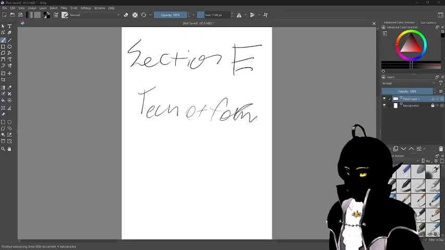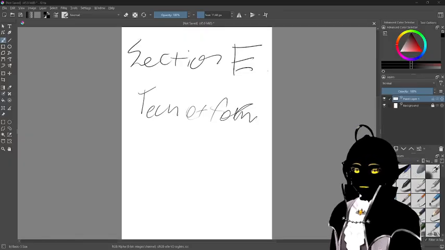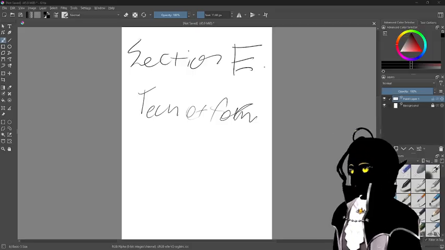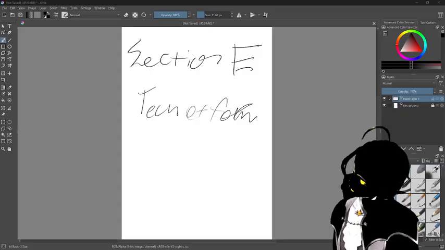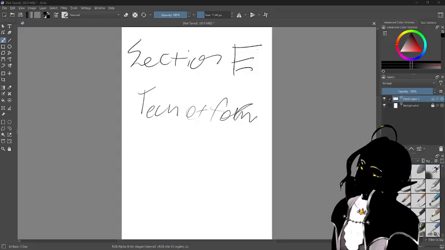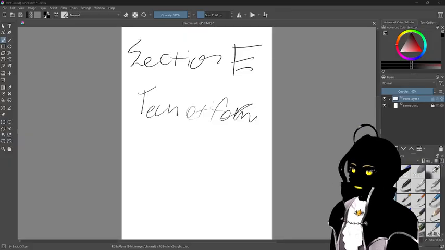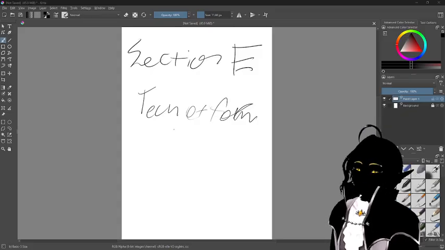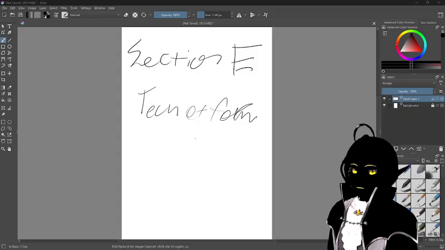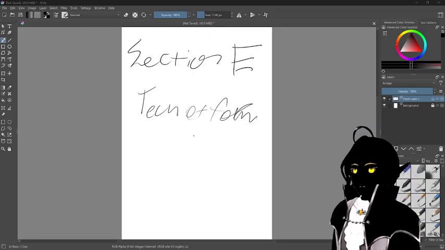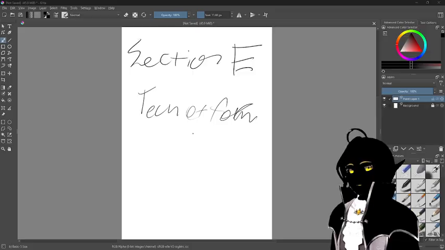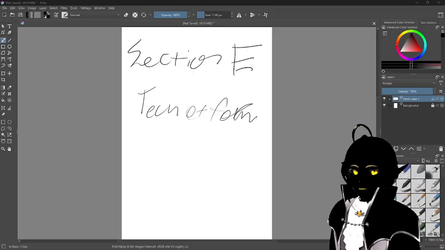This is part 5 of dissecting the techniques of language that propaganda uses. In this one, we'll be talking about section E, as you can see up there. We'll be talking about the techniques of form. This is how you draw the conclusion of what you're trying to present. It's not exactly about what you're saying, but why you are saying it. That is the best way to put it.